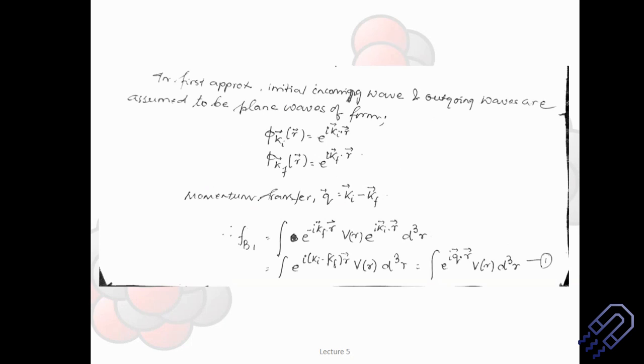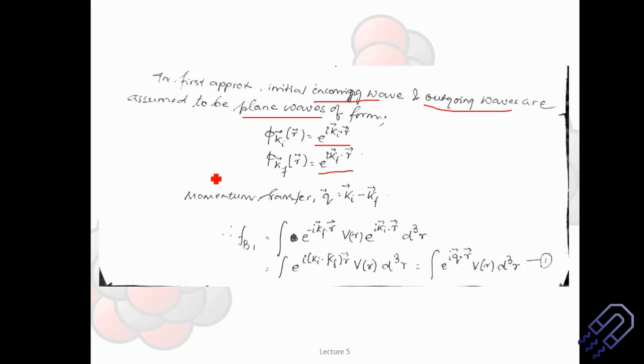If we use the first approximation, we have the initial incoming wave and the outgoing wave, and both are assumed to be plane waves. So we know the form: e to the power i ki dot r and e to the power i kf dot r. This is why I gave you that scattering slide, to understand the difference between a plane wave and a spherical wave, and why we are considering a plane wave.